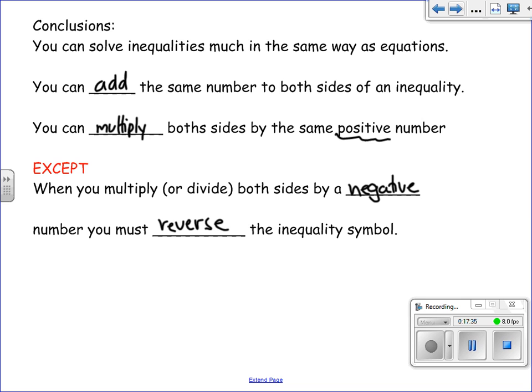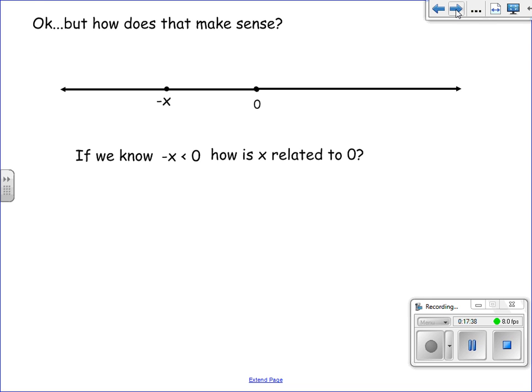All right, so at this point, I hope some of you are thinking, yeah, I saw that, but I'm wondering why that happens. I don't know if I get why that actually happens. So this is a quick little look to see if it makes sense why we have to switch the inequality sign in that situation. If somebody tells you that the opposite of x is less than 0, it would look like this, right? Here's 0, the opposite of x is somewhere less than it. That's what this statement says, right?